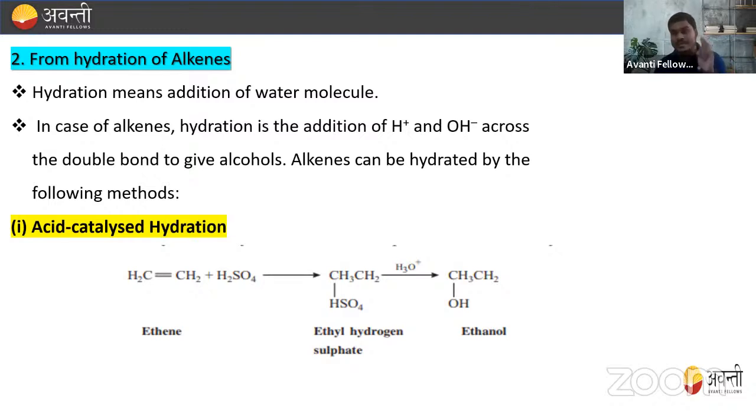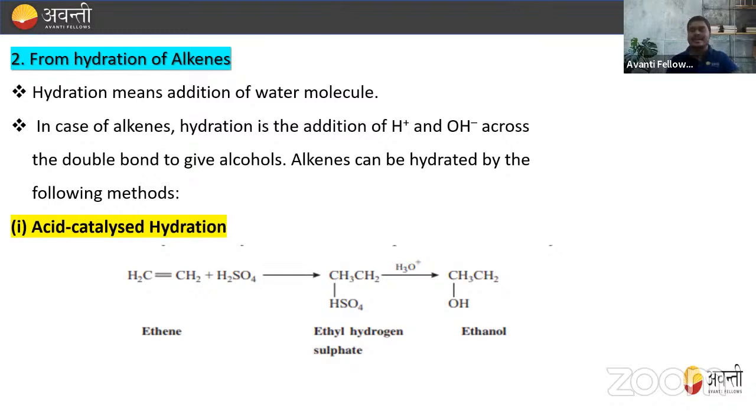Alkene can be hydrated by the following methods. Here we are going to study two methods: one is known as acid catalyzed hydration and another is known as the hydroboration reaction. These two methods are very important for the preparation of alcohol from alkene. Is it clear? If someone asks what is hydration of alkene, it simply means addition of a water molecule, nothing else. Or in case of alkene, hydration is the addition of H+ and OH-, because water consists of H+ and OH-. So hydration is the addition of H+ and OH across the double bond to give the corresponding alcohol. Let's see each method one by one. The first one is acid catalyzed hydration.